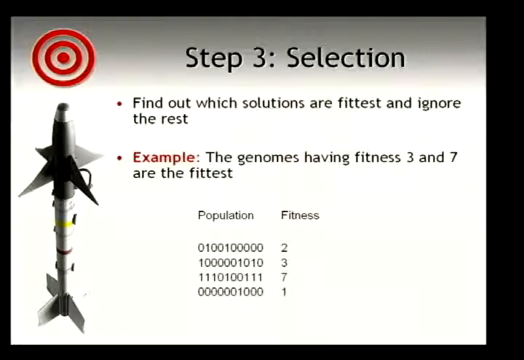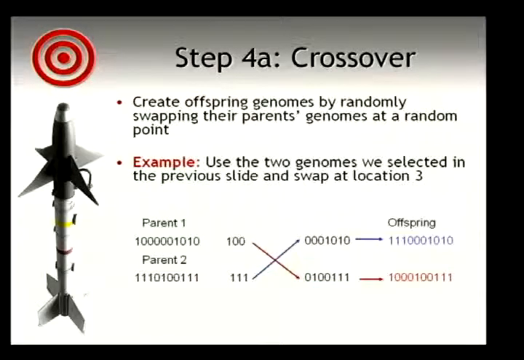Step 3, selection. We find out which solutions are the fittest and ignore the rest in our case. So the genomes having fitness of 3 and 7 are the fittest. Another way you might think of this is these guys are the strongest members of the population, or the sexiest members of the population. They're going to have the most offspring. So there they are, the ones with 7 ones and 3 ones.